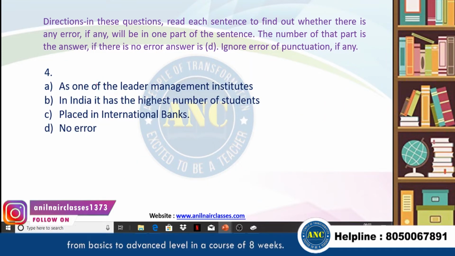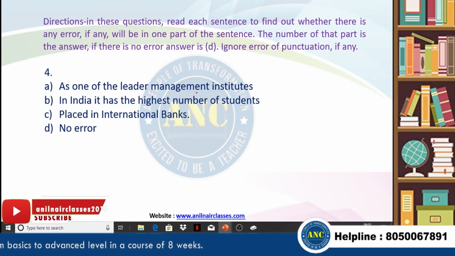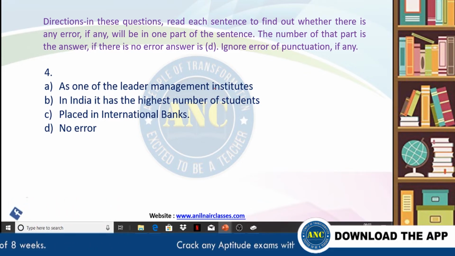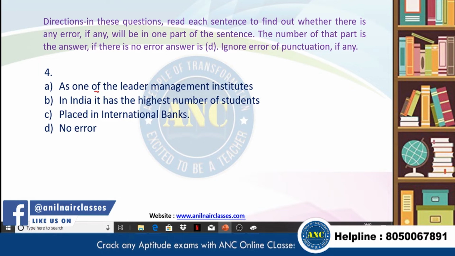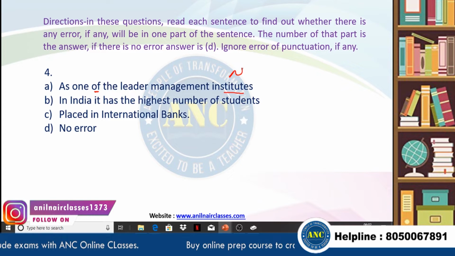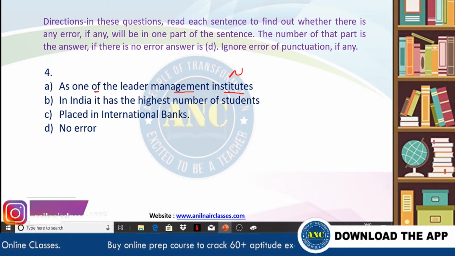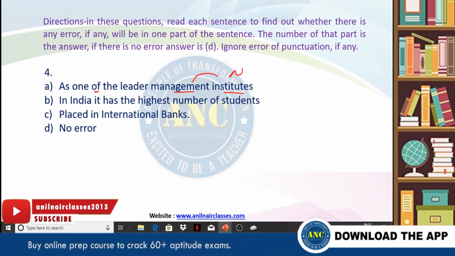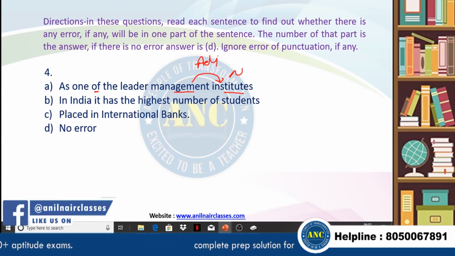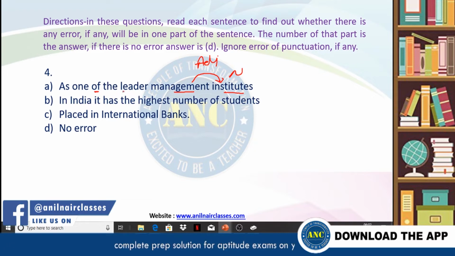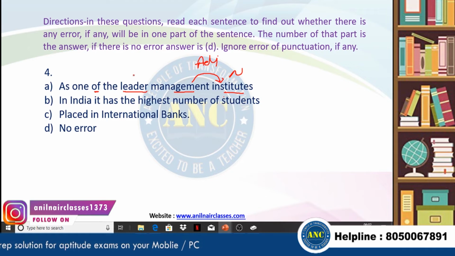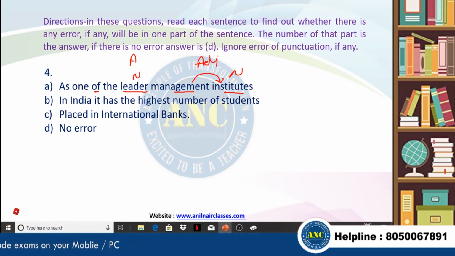As one of the leader management institutes. As is a conjunction. Of is a preposition. So I ask, of what? Of institutes. I get the noun. What kind of institutes? Or what type of institutes? Management is telling something more about institutes. I need an adjective. What kind of management institutes? Is it leader management institutes? No. Leader is a noun form, right? I need an adjective over here.